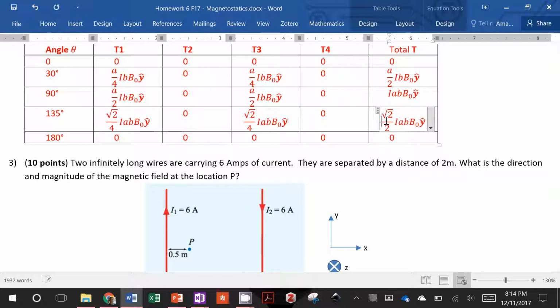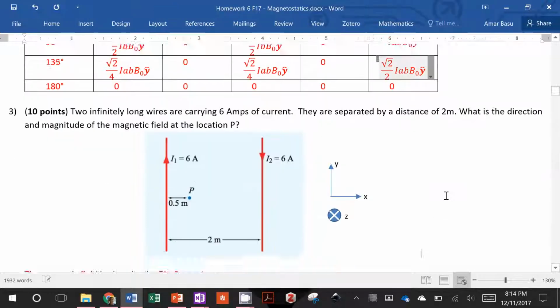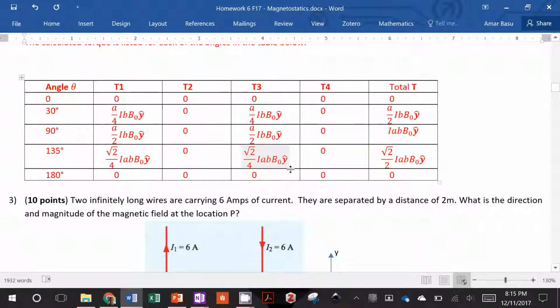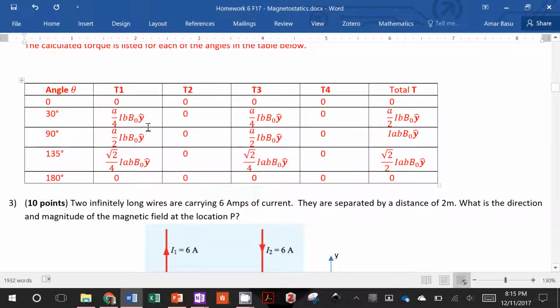And a question about plugging in your answers, like square root of 2 over 4. For 135 degrees under T1, I see square root of 2 over 4. That came from sine of 135, right? Yeah, the sine of 135 is square root of 2 over 2. But there's another 1/2 factor here. So you multiply root 2 over 2 by 1/2, and you get root 2 over 4. And that's the case for everyone, multiplied by this 1/2? Just about, yes.